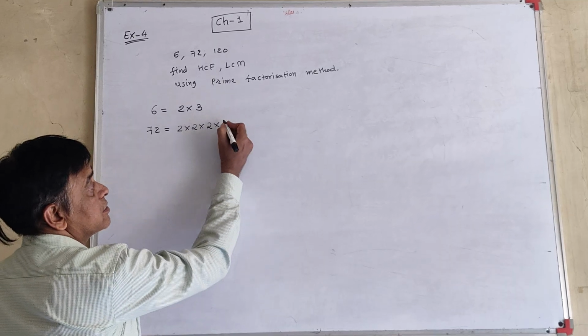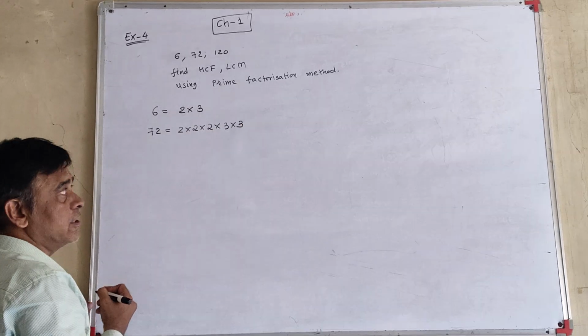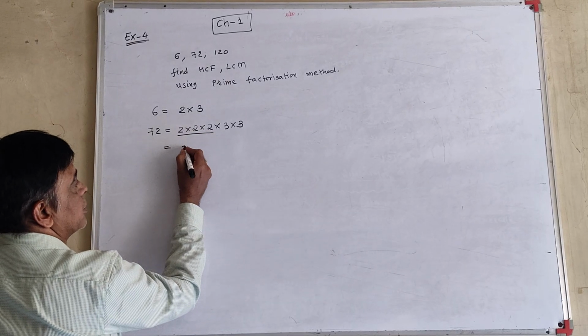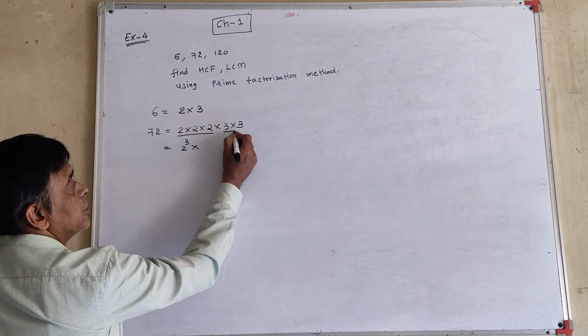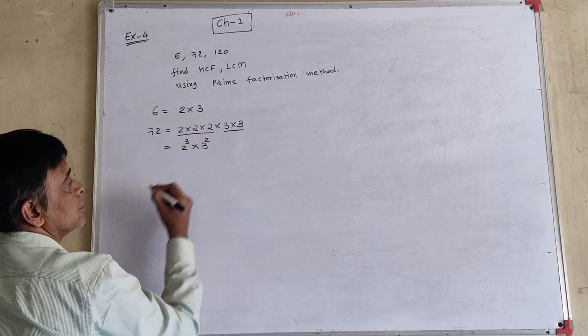And 9 is a product of 3 into 3. So 2 comes 3 times, so it is 2 cube. 3 comes 2 times, so it will be 3 square.